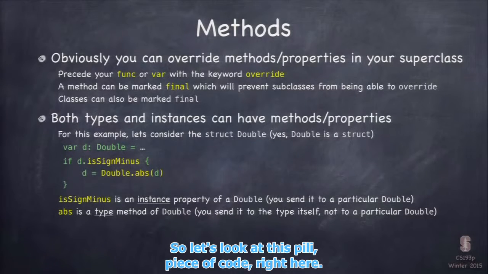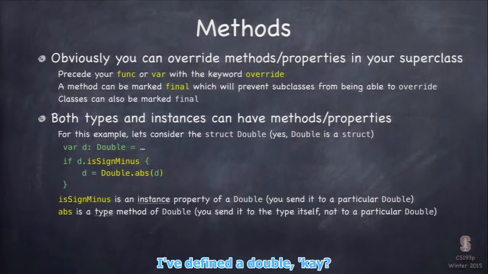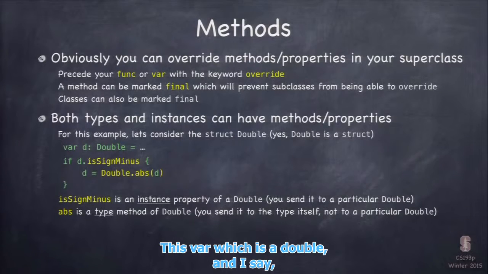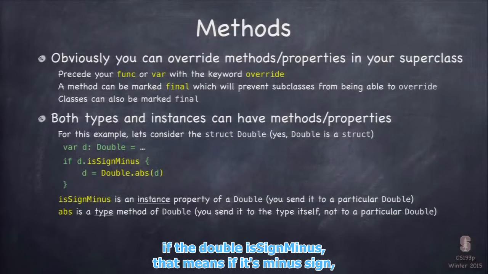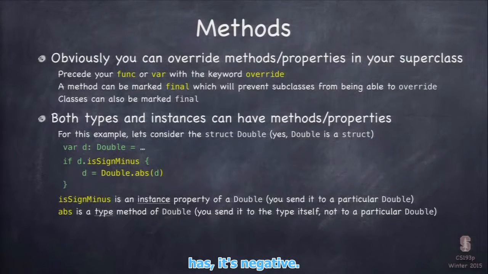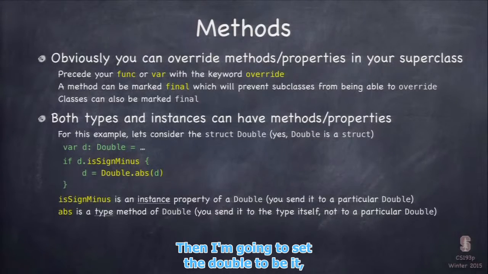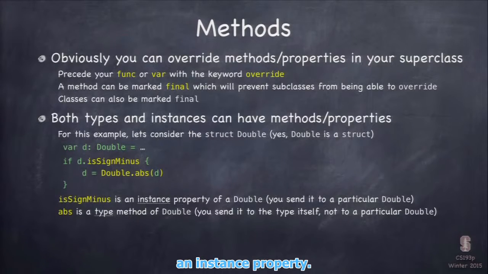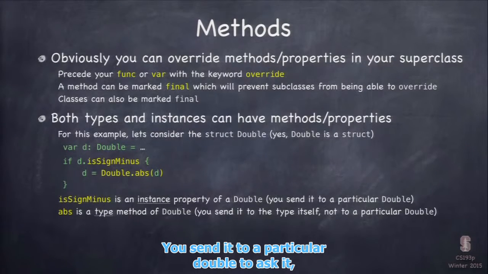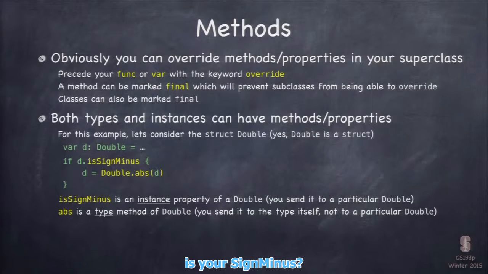Let's look at this piece of code right here. I've defined a double, okay, this var, which is a double. And I say if the double is sign minus, that means if it's minus sign, it's negative, then I'm going to set the double to be the absolute value of the double. So is sign minus is an instance variable, an instance property. You send it to a particular double to ask it, is your sign minus?